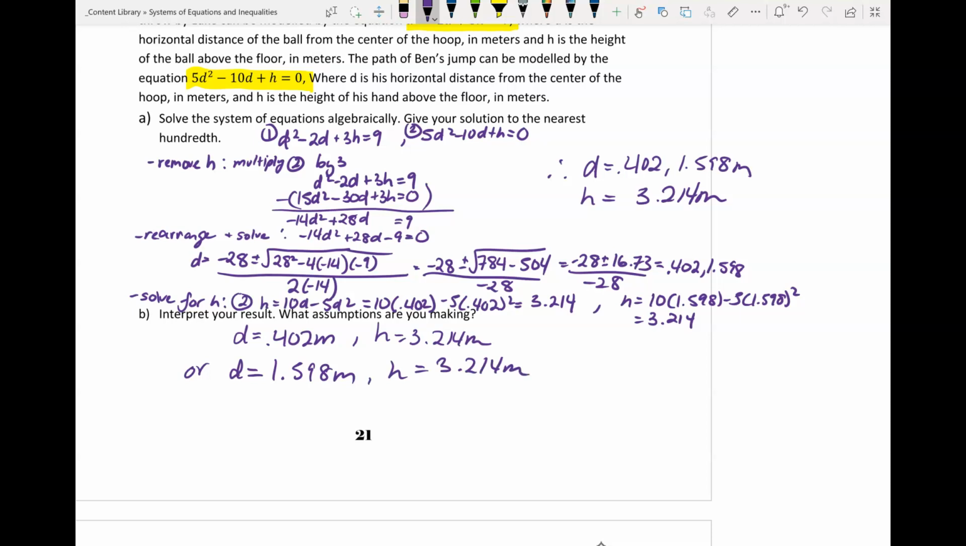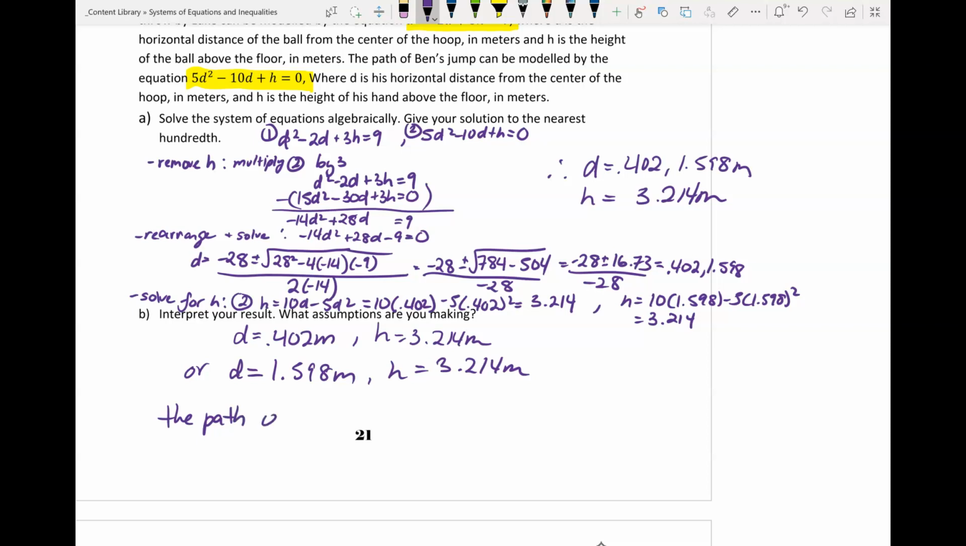So the assumption that we are making is that these two equations would intersect each other. And in this context, that means the path of the ball thrown by Luke and the path of Ben's jump will yield the same height and the same horizontal distance at some place. And you can think about this even by just graphing these two equations and finding their intersection. And that's what that would mean. That's when those paths are going to cross each other.